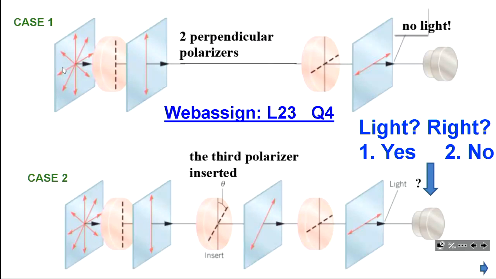And we can see there is some light. What's happening? Well, of course, now the light which was polarized perpendicularly to the transmission axis of the second polarizer will be slightly turned by this middle polarizer, and now it's not perpendicular to this transmission axis anymore. And if it's not perpendicular, it does travel through.